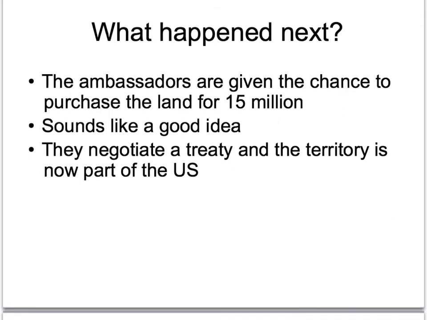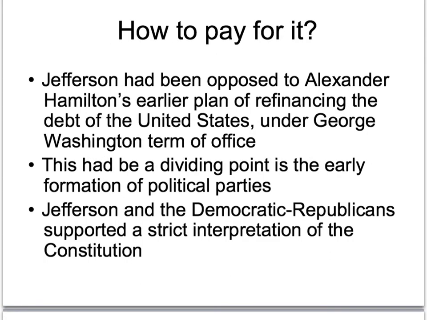What happens next? The ambassadors are given a chance to purchase the whole Louisiana territory for $15 million. This sounded like a great idea. They were not expecting it. But they negotiate a treaty, and the territory is now part of the United States. How to pay for it is the problem.